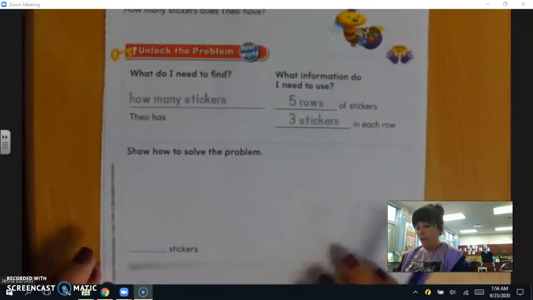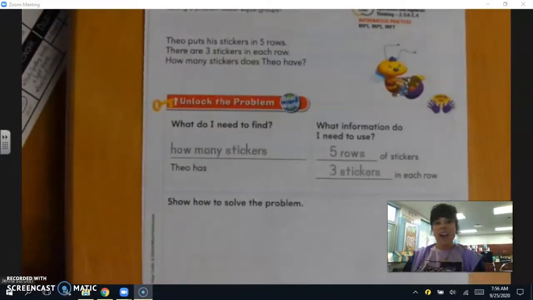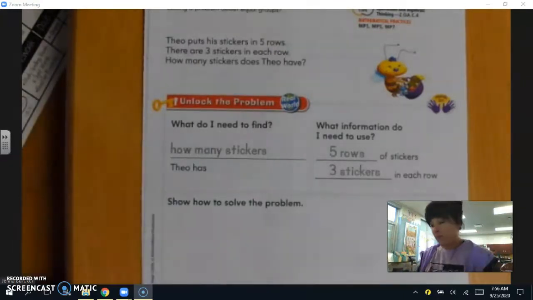So today we're going to be doing more story problems. The only difference about today and the past couple of days is we're going to do them a little bit differently. We're going to do equal groups. It's not going to be just something plus something, okay? It's going to be a little bit tougher, okay? So make sure you're following along, make sure you're paying attention, and let's get started.